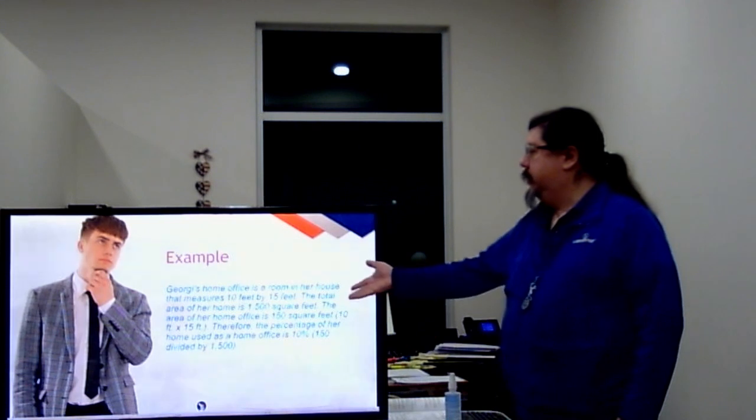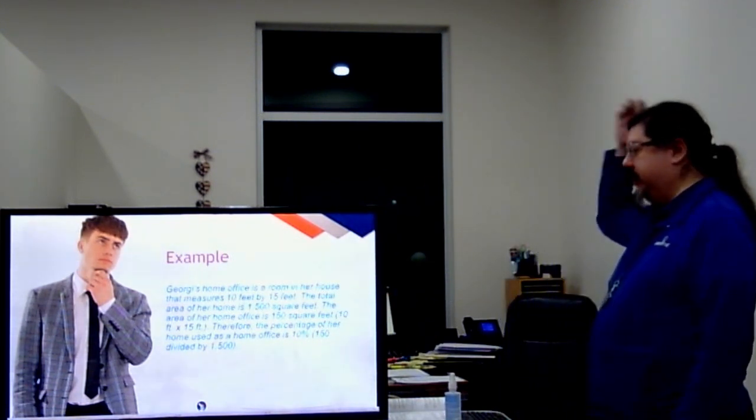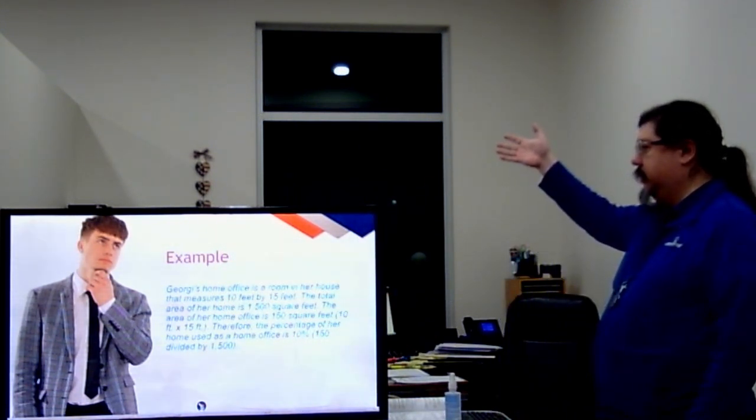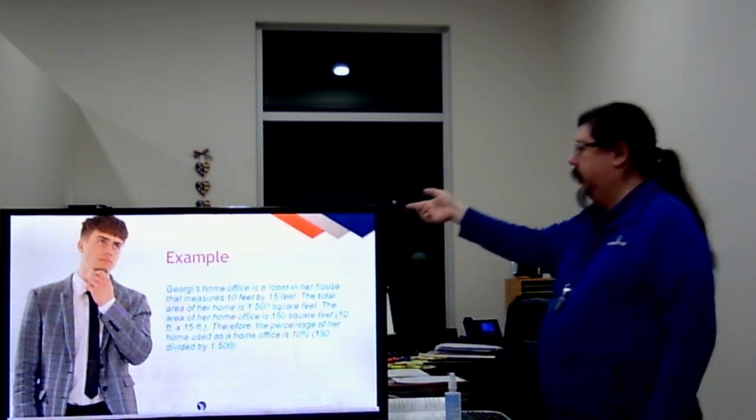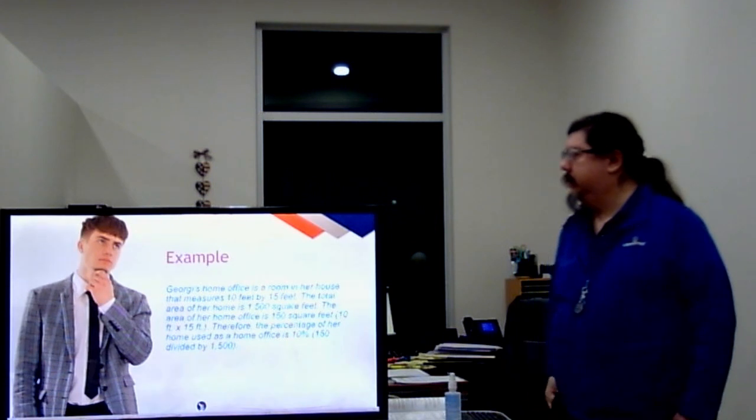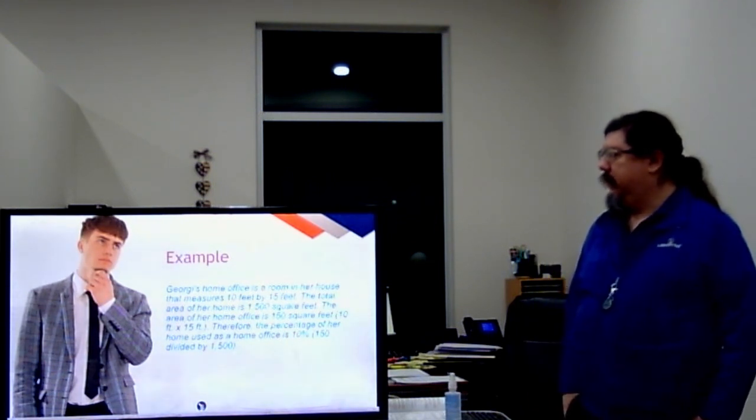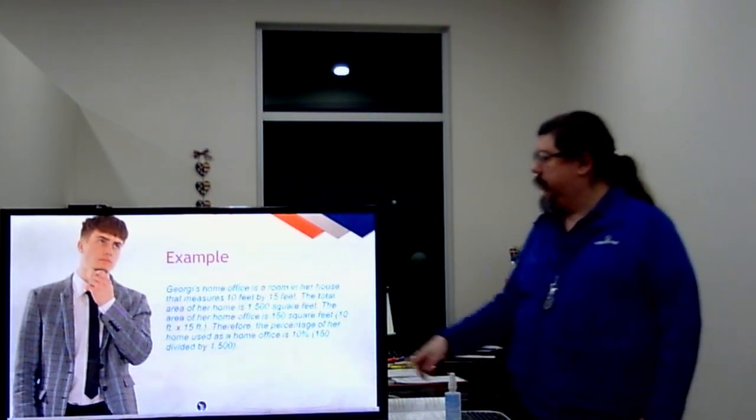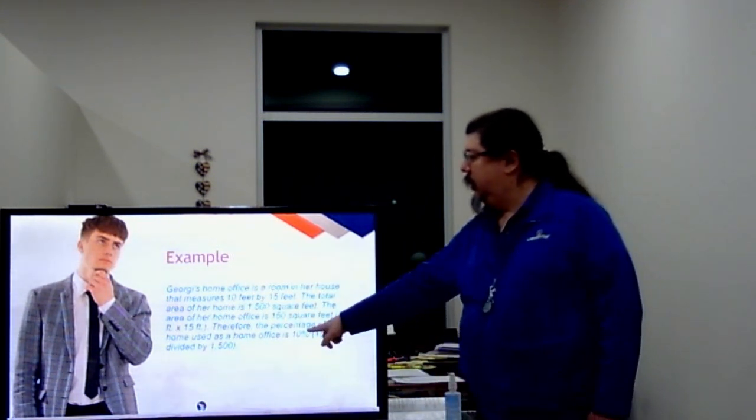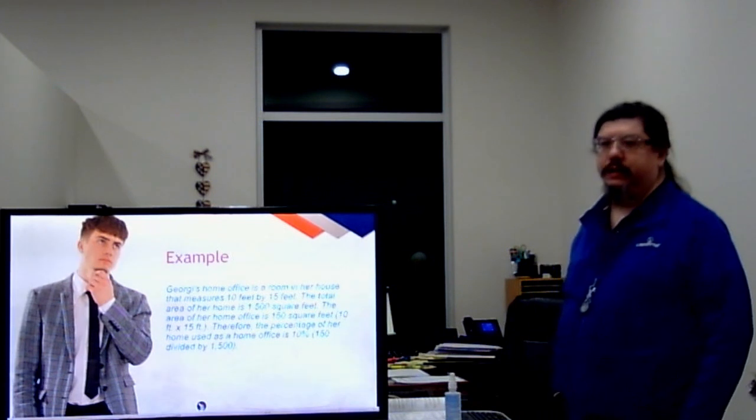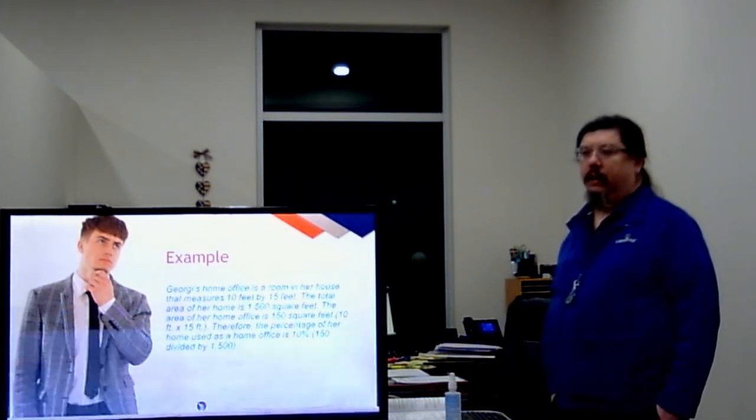Yeah, so here's an example. Georgie has a home office that's 10 by 15 feet, so that's 150 square feet. The total area of her home is 1,500 square feet. So doing that division, 150 divided by 1,500 gives her a 10% percentage for her home office.